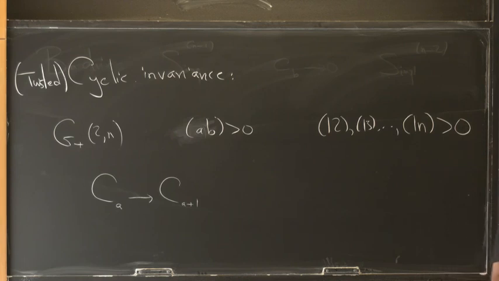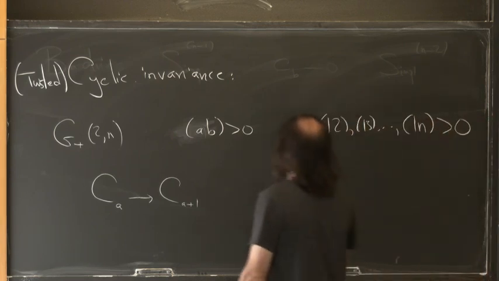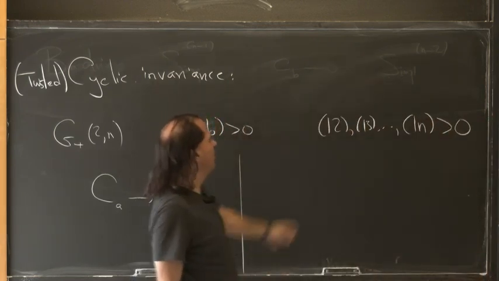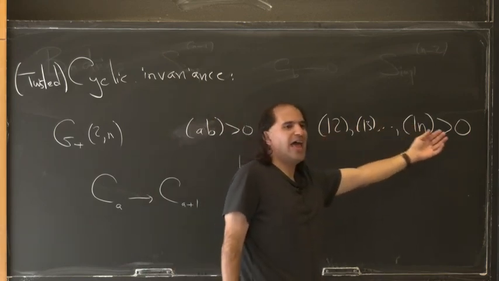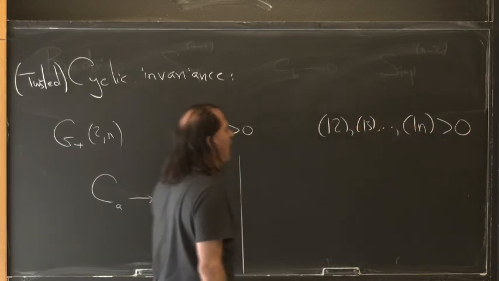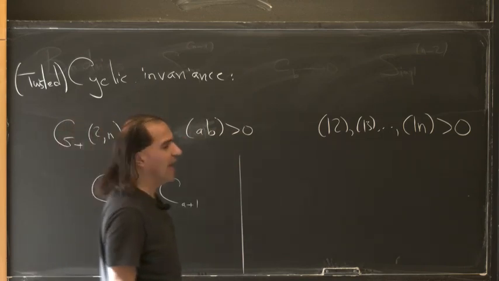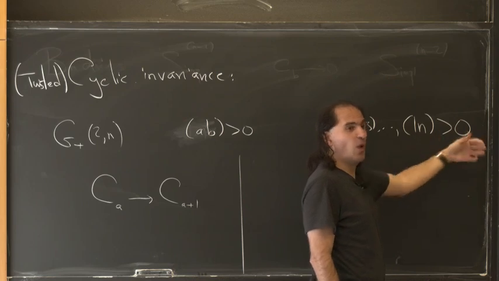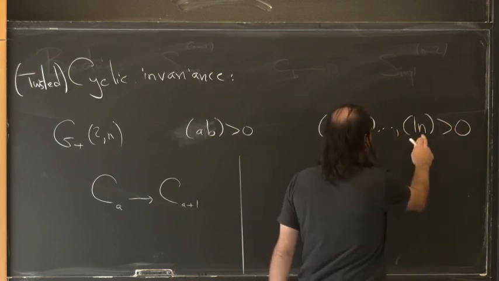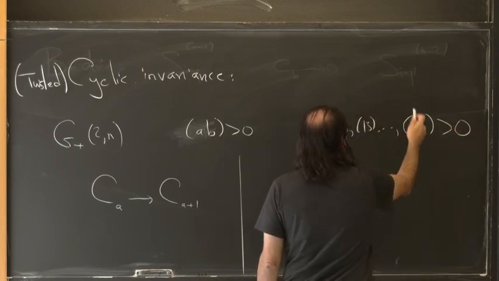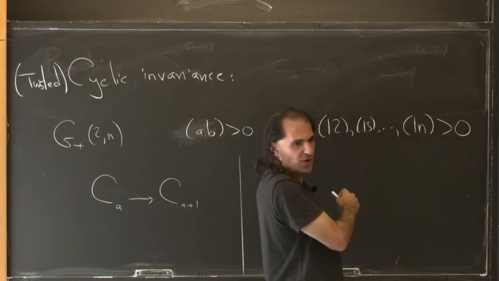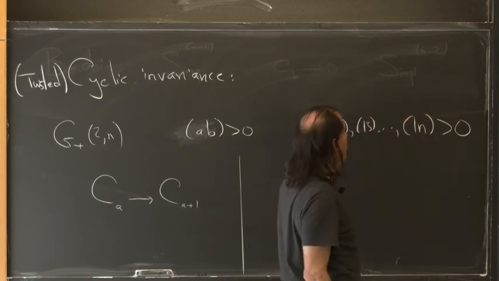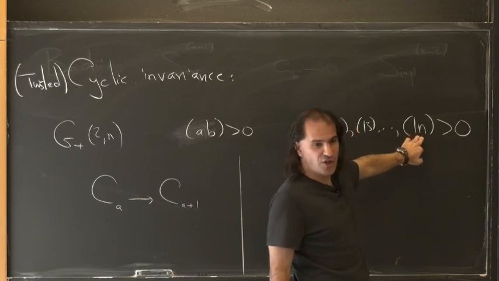For example, in this case, 1, n is going to turn into n, 1 on the other side. Sorry, 1, n is going to turn into 2, 1 after I shift everything over by 1, right? So that's not an invariant.